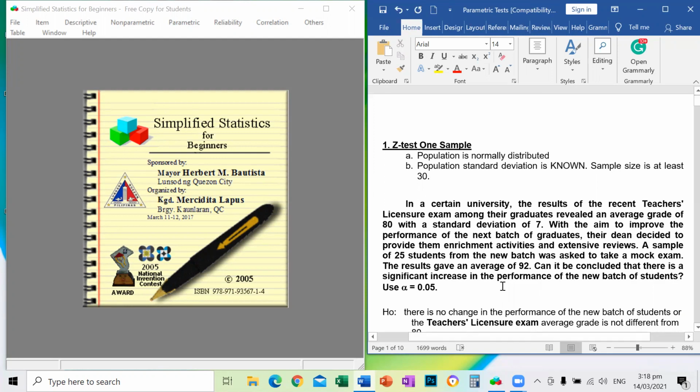Let's have this problem. In a certain university, the results of the recent teacher's licensure exam among their graduates revealed an average grade of 80 with a standard deviation of 7. Analyzing this first statement, your 80 here is your population mean, and your 7 here is your population standard deviation. Take note, we have already satisfied this assumption, which is population standard deviation is known.